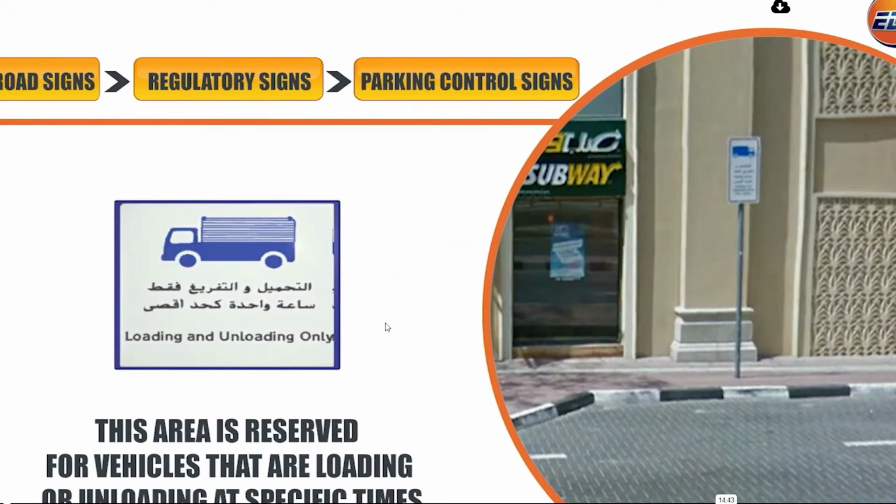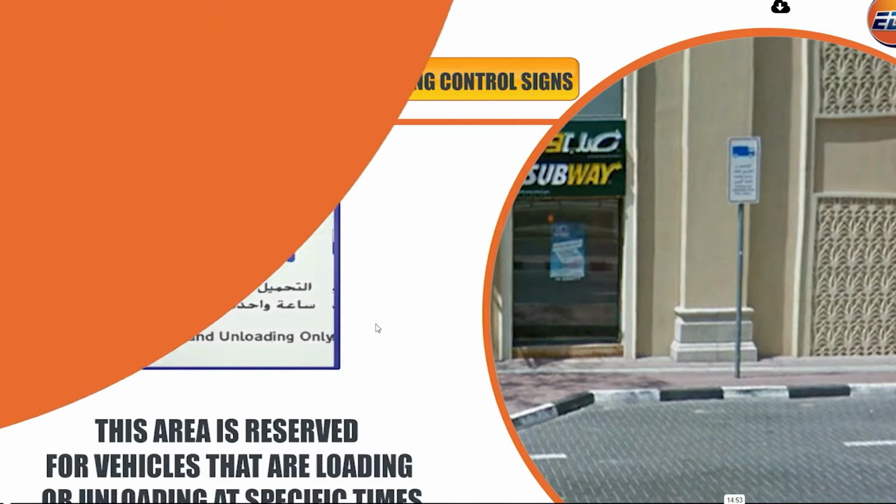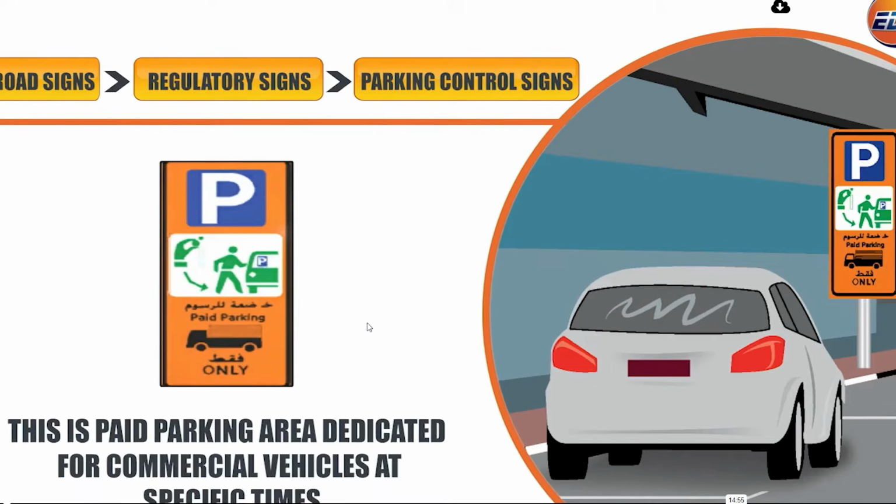Parking prohibition, loading and unloading only. This area is reserved for vehicles that are loading or unloading at specific timings mentioned on the attached qualification plate. Parking prohibition, paid parking zone for commercial vehicles. This sign shows that this area is a paid parking zone only for the loading and unloading of commercial vehicles. The separately attached qualification will display the paid timings.